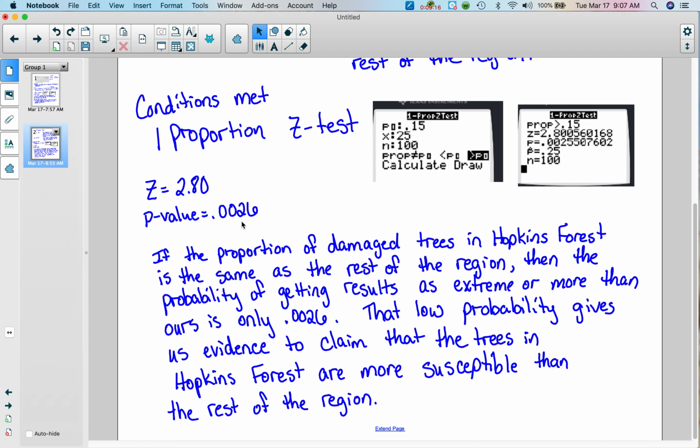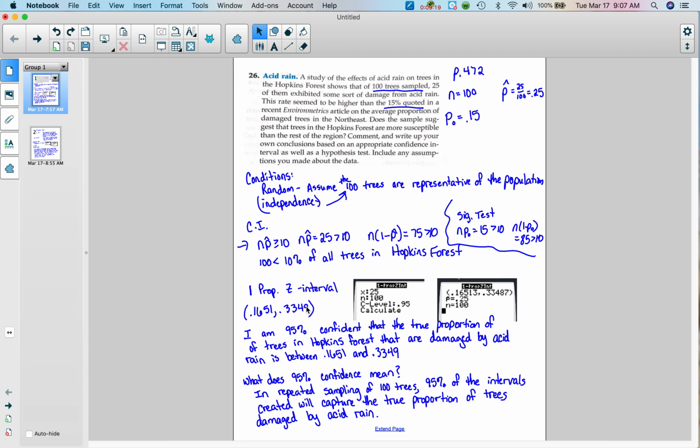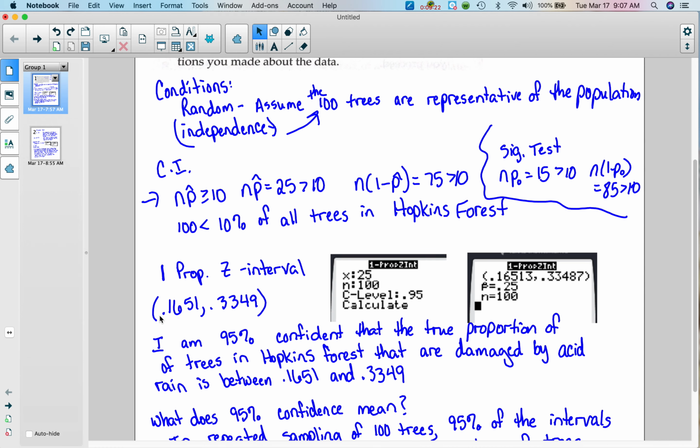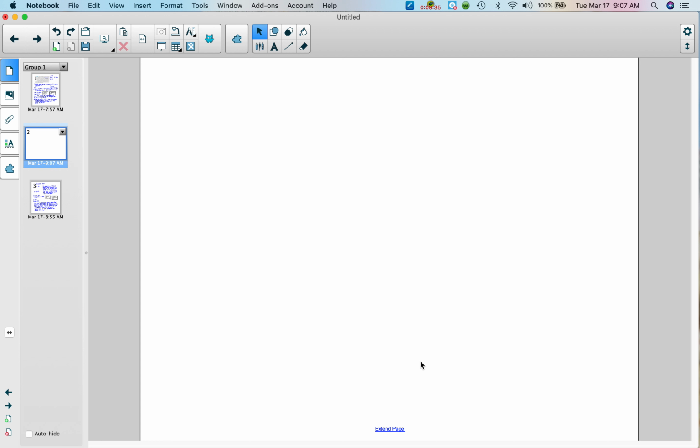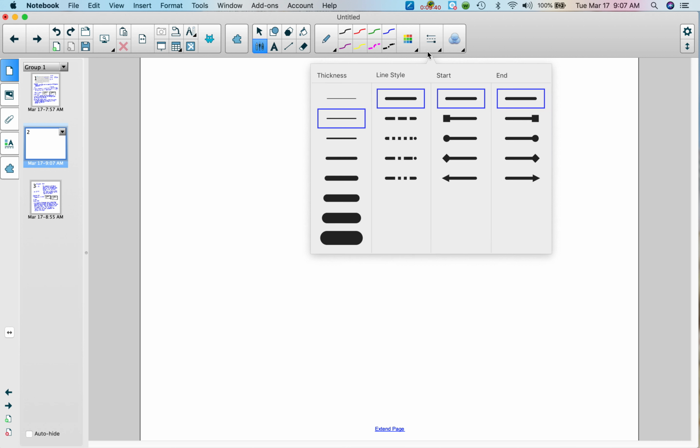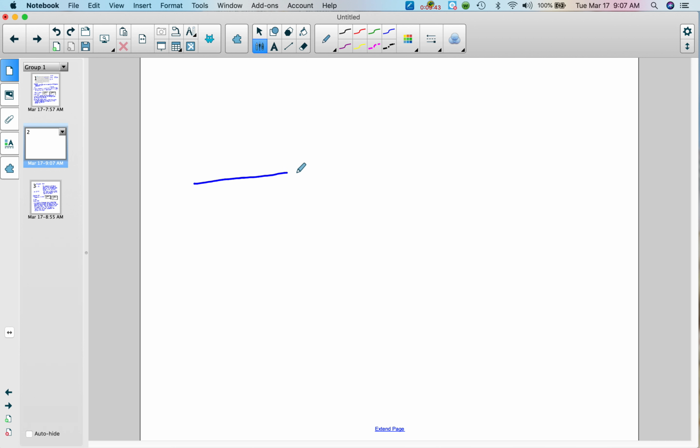We rejected the null hypothesis. I want you to look back here and look at our confidence interval. Notice that 0.15 is not captured in the confidence interval. Now, because I did a 95% confidence interval, let me draw a picture here, because this is an important idea and I want to make sure you understand that. When you have a 95% confidence interval, we're dealing with a normal model. Sorry, that's not a very good one. But if this is 0.95, then this is 0.025.